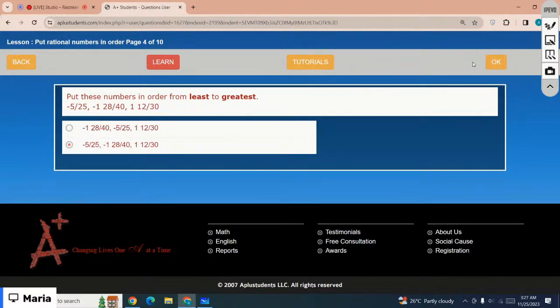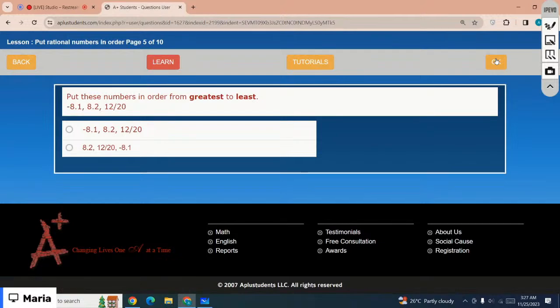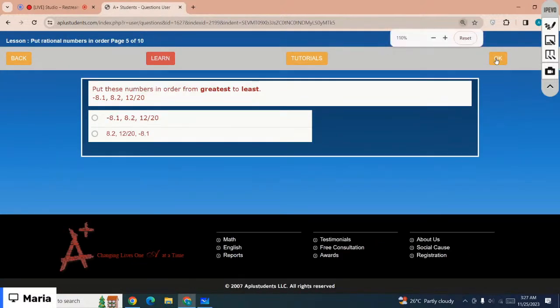Yes, the second one is the correct option. First, oh yes, negative 1 whole 28 over 40 is the least one. So option 1 is the correct option, right? Okay, the next one is put these numbers in order from greatest to least. So which is the correct option?